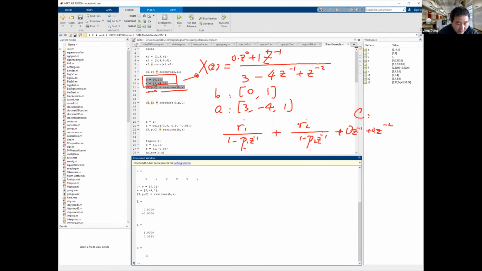Okay, now this is what I have. And I have R is 0.5, -0.5. That's exactly what we calculated, right? It's 1/2 and -1/2. The poles are 1 and 1/3. Those are the two poles. And C, as we understand, is an empty set because I don't have the quotient part. So very nice. In MATLAB, it can check the partial fraction expansion for us, doing a long division, and give us all the answers here.